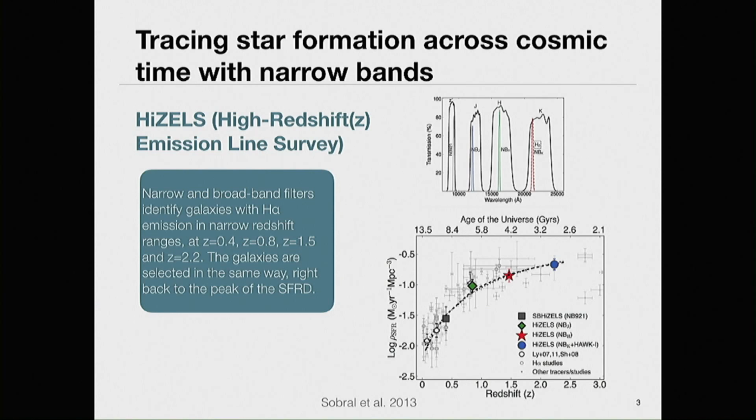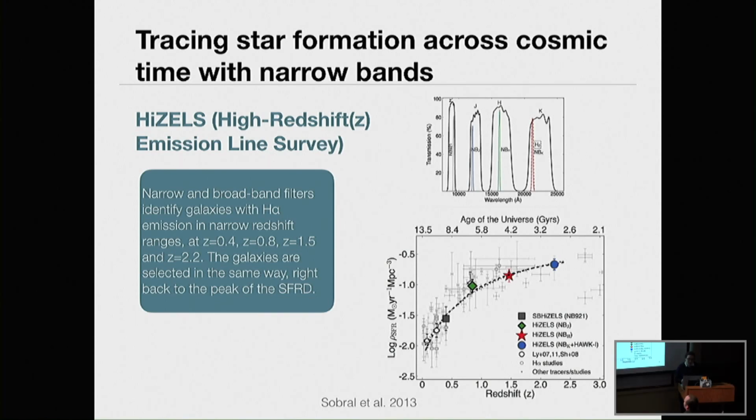So through my PhD, I was using data from HiZELS, which is the High Redshift Emission Line Survey, to map star formation at multiple redshifts. We do this using narrowbands, so picking out star-forming H-alpha emitting galaxies within very well-defined redshift slices. So we had thousands of galaxies at redshift 0.8, 1.5, and 2.2.